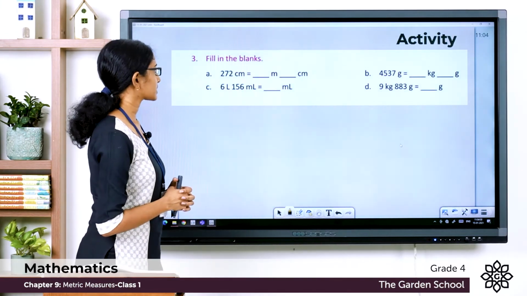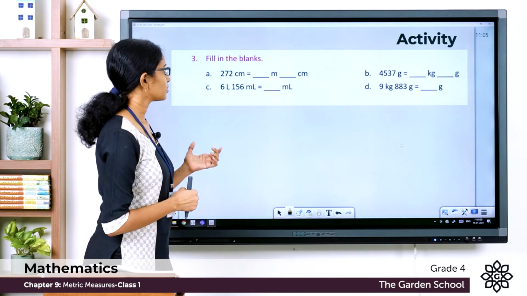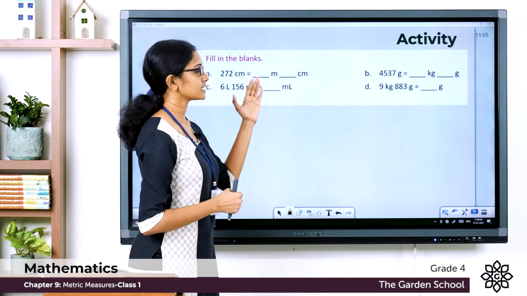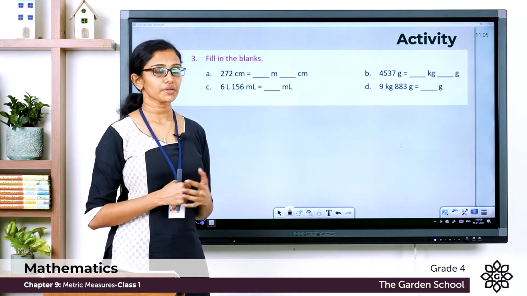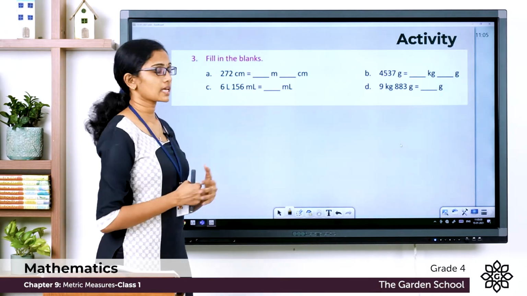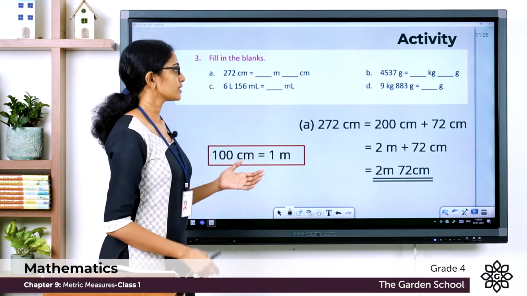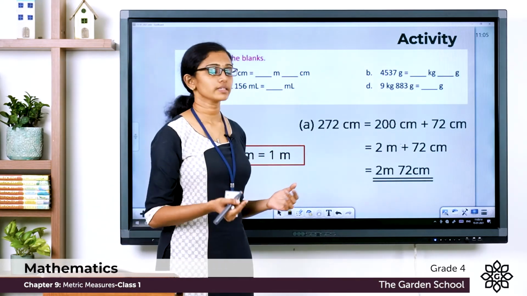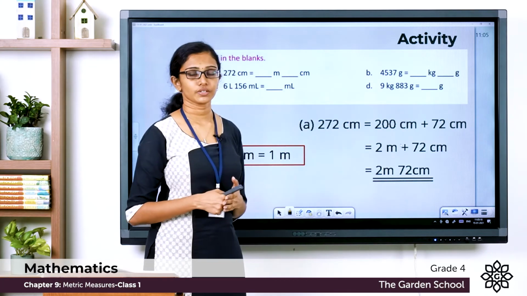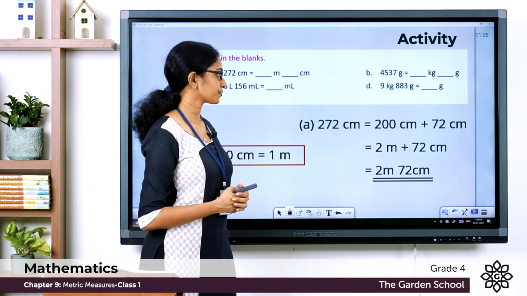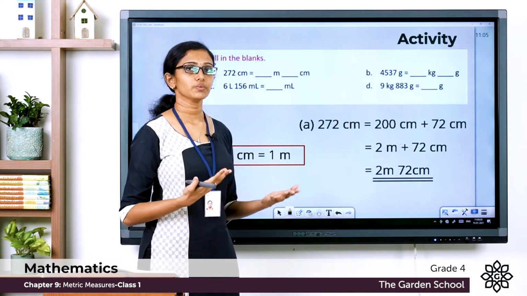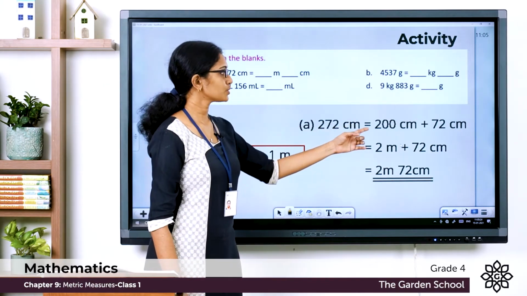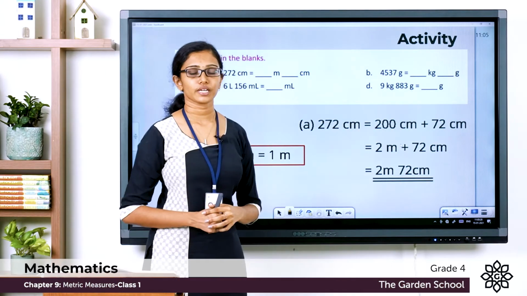3. Fill in the blanks. The first question is 272 centimeter is equal to dash meter and dash centimeter. How do you convert between centimeters and meters? See, we know 272 centimeter is a little more than 200 centimeters. So how do you split this one? For the ease of conversion, we can split the given measurement as 272 is equal to 200 plus 72 centimeter.